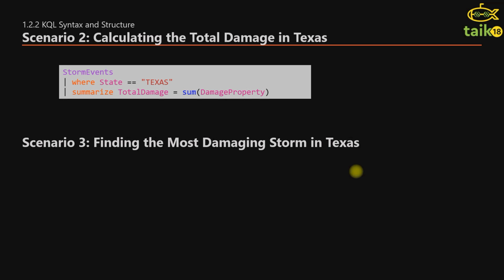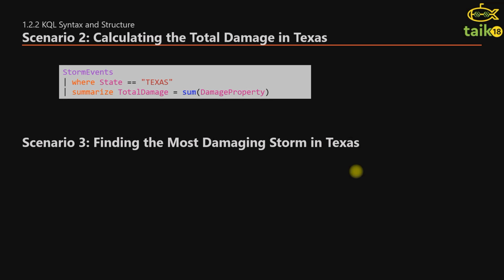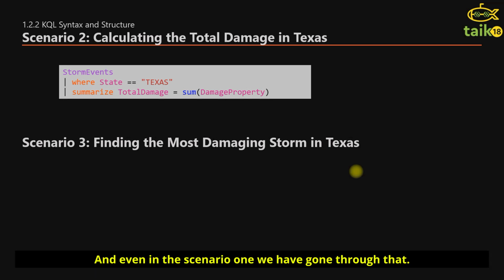So now scenario 3, finding the most damaging storm in Texas. So it means on the previous one in scenario 2, we got to know about the detail about what is that. And even in scenario 1, we have gone through that. It also gives us the value about the scenario, and I mean the scenario is date time and event type and damage property. But the most one we haven't done that.